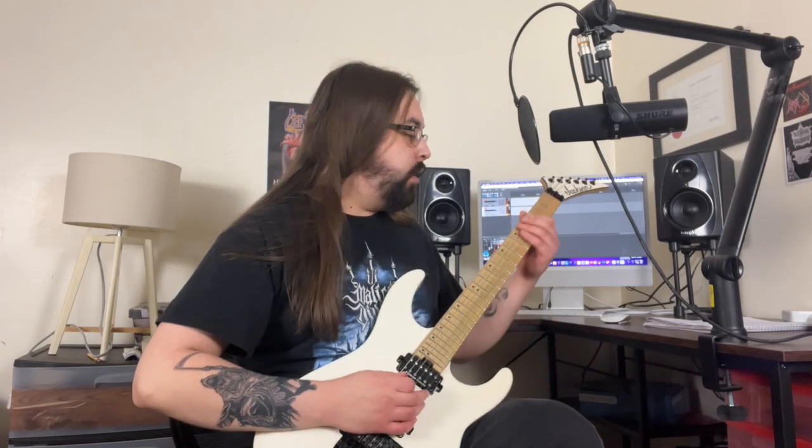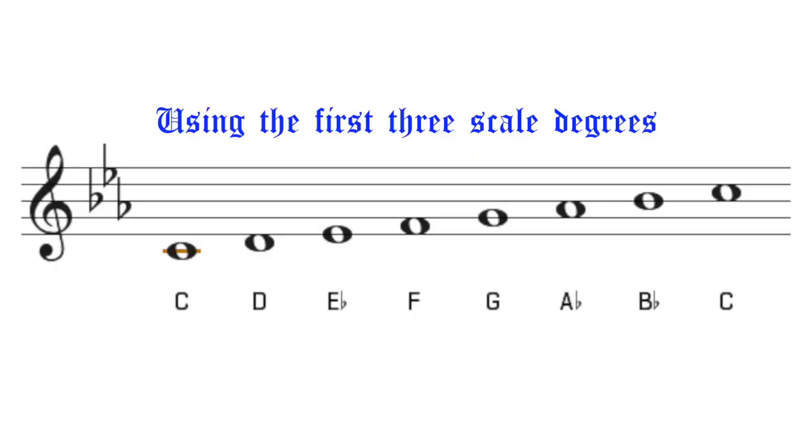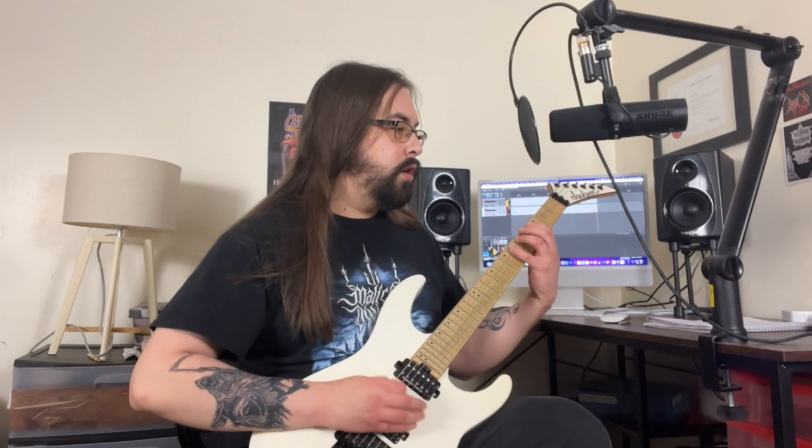So our opening two bars takes place in the key of C minor, starting right here at the 3rd fret of the A string. So we're going up from the root up to the 3rd scale degree of the key, C minor. All tremolo picking.